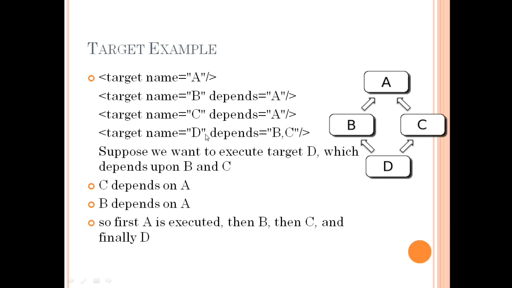So first control will go to D, but D depends on B, right? So B, but B depends on A. So first A will be executed, comes back. Then B will be executed, then it will come back here since B is complete. Then it will go to C. C depends on A, but A is already done. So it comes back, doesn't do anything, completes C. Then it will execute D. So the path is going to be first A is executed, then B, then C, and finally D.